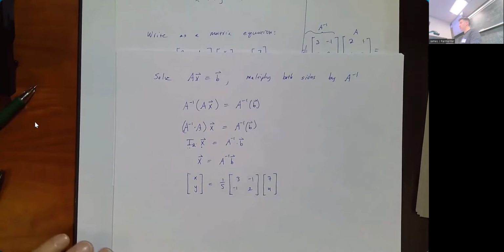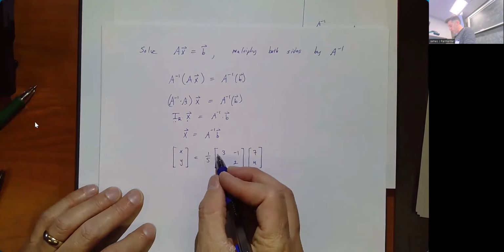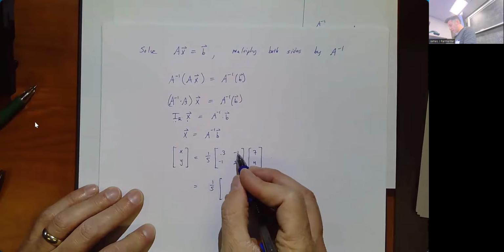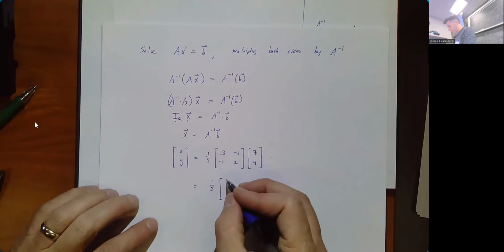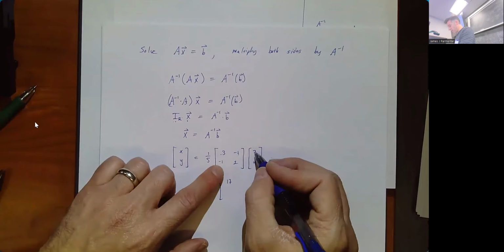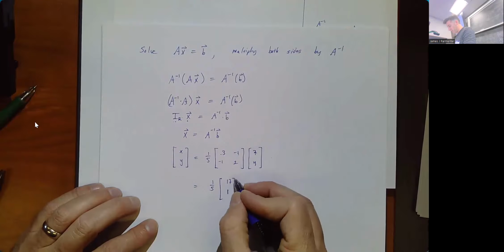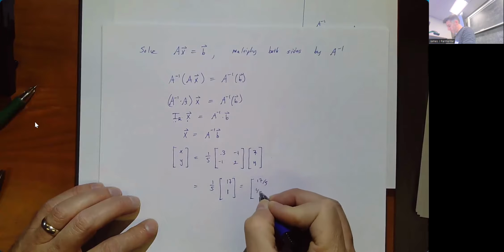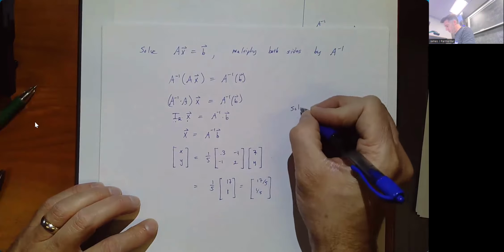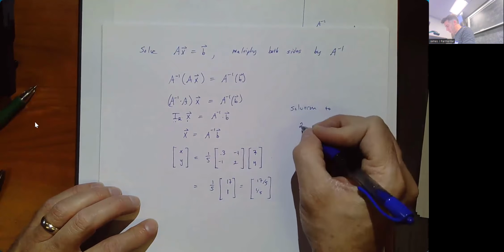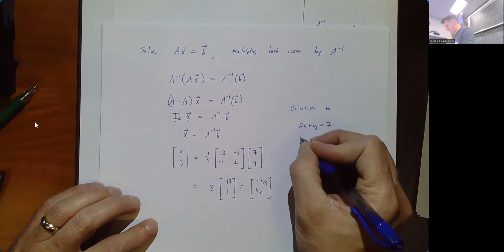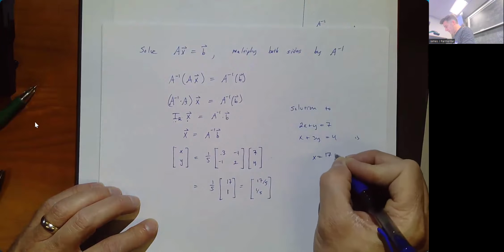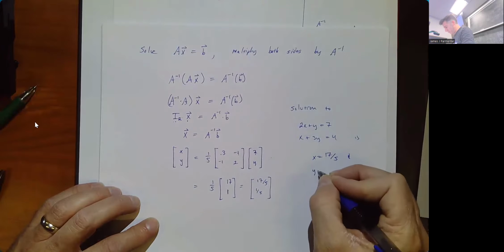And now we can actually do the multiplication. Let's see what happens. So that's going to be 1/5 times 3 times 7 plus negative 1 times 4, which is 21 minus 4, which is 17. And negative 7 plus 8 is going to be positive 1. And then I would probably distribute here. So my solution to the equation 2x plus y equals 7 and x plus 3y equals 4 is x equals 17/5 and y equals 1/5.